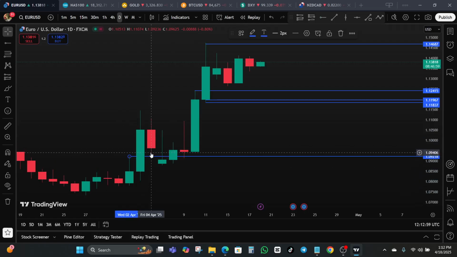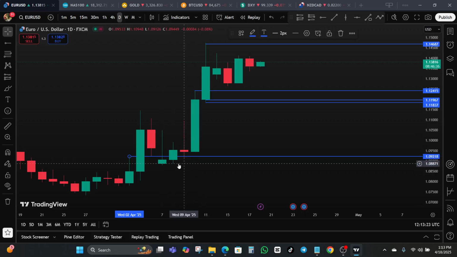Now, this is another example where price broke above the previous day's high. And then there was a retest here. There was a false breakout here, but price eventually got rejected and pushed upward. So you have to watch how price reacts. Do not just jump into the trade. Watch how price reacts first. If price taps the level and rejects, it could be a sign of a reversal.